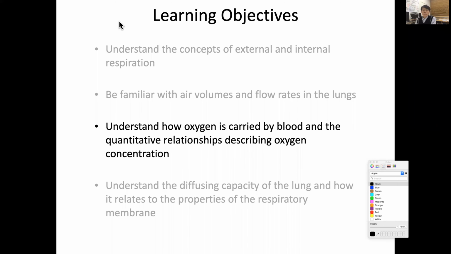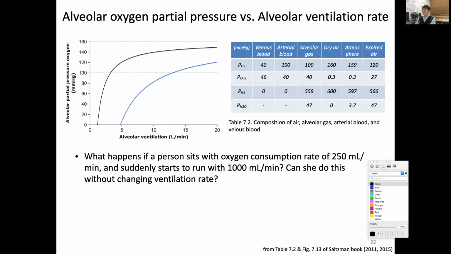Hi, now we will study the last part of the respiratory physiology part. So we will understand how oxygen is carried by blood and the quantitative relationships describing the oxygen concentration. Previously we talked about alveolar oxygen partial pressure and alveolar ventilation rate, and their relations.